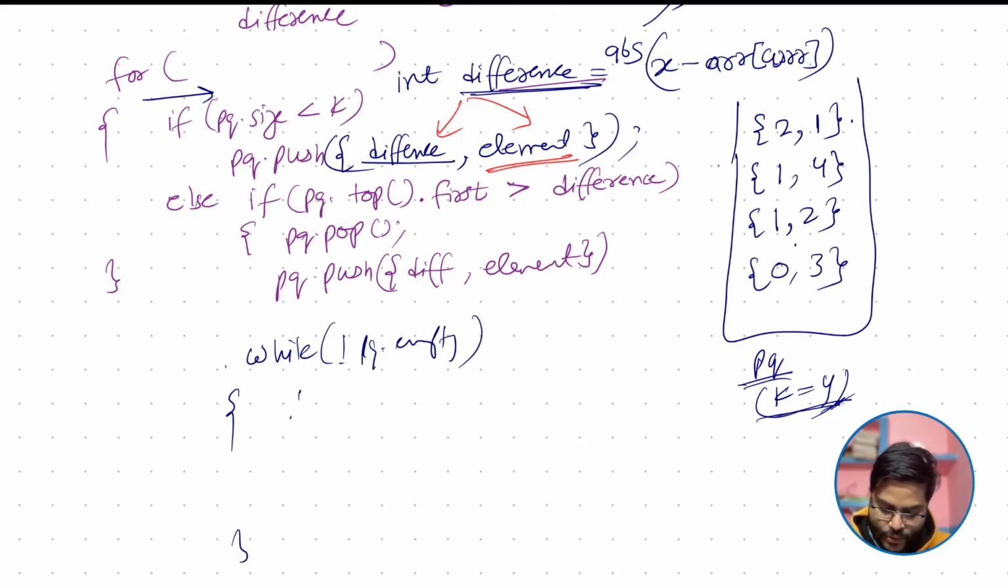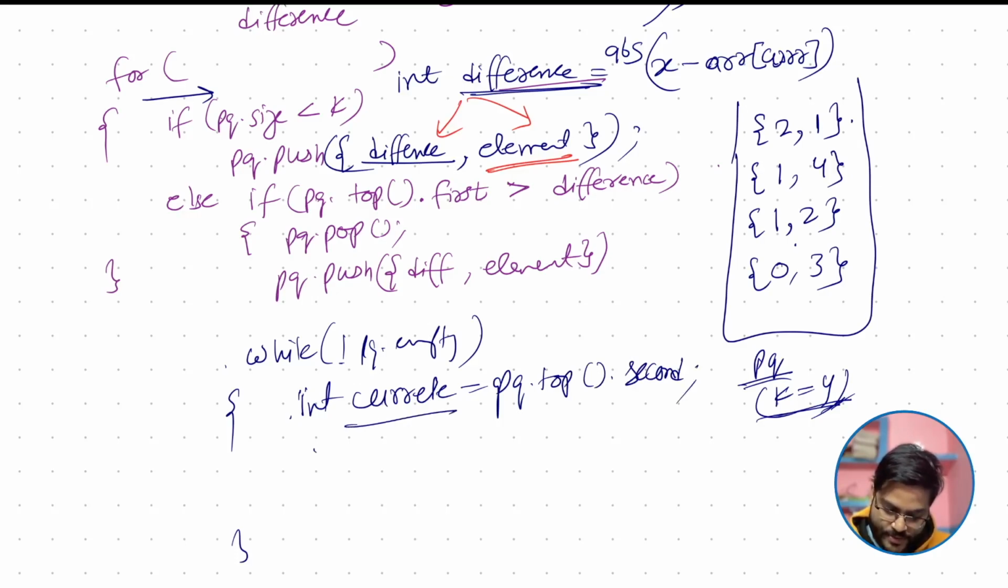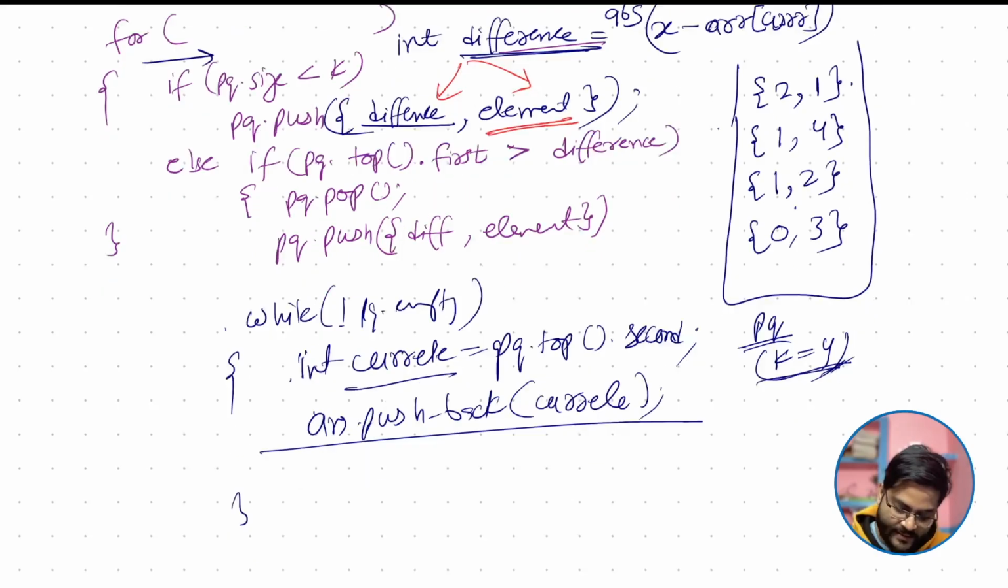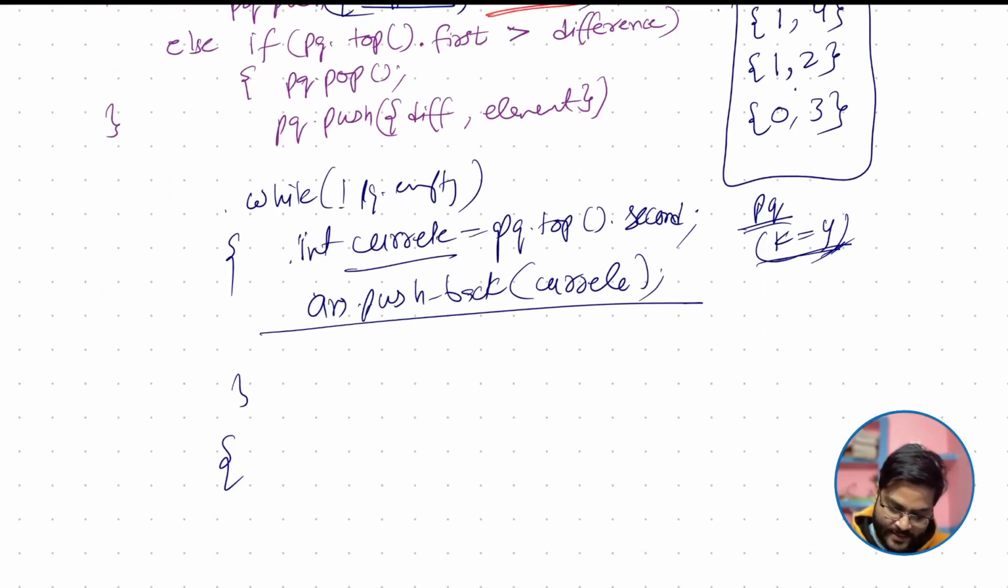So I will pop out the current element. My current element will be pq.top().second, because second contains the element. And I'll push it in the answer. So answer.push_back(current element), and that will store our answer. Our answer will have something like 1 4 2 3.